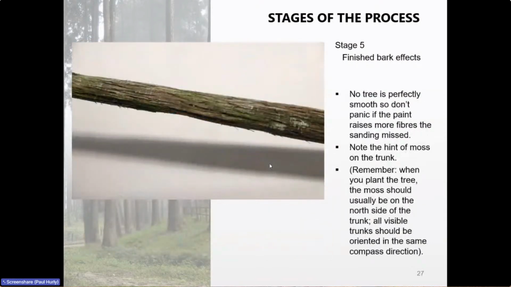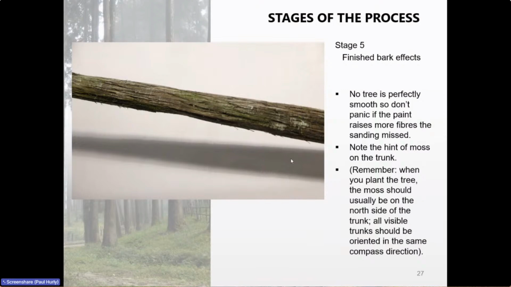No tree is perfectly smooth, so don't panic if it looks crooked and cut in. It gives realism to the whole tree itself. And it will raise the fibers as you paint it. So if you want, you can touch it a little bit with sanding, but I wouldn't do too much to it. Note the hint of the moss on the tree there where it's dried.